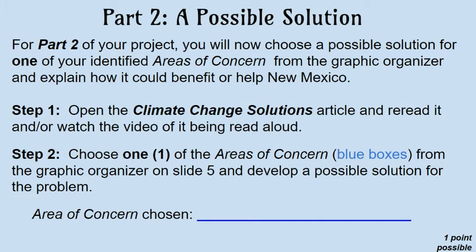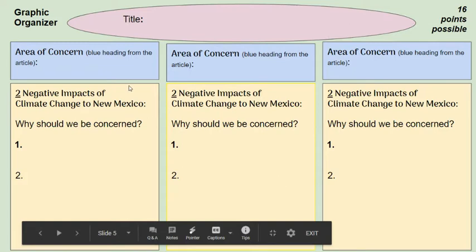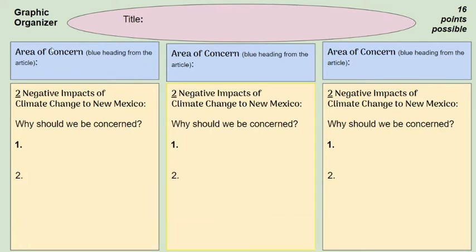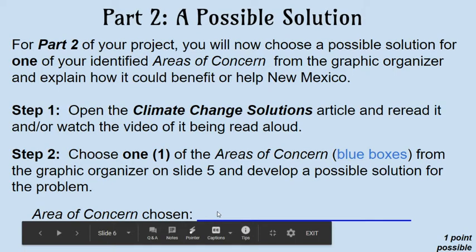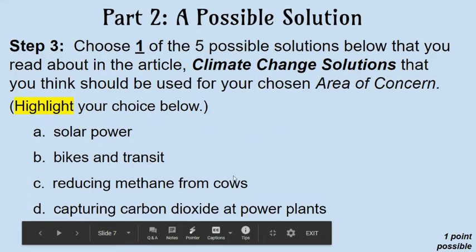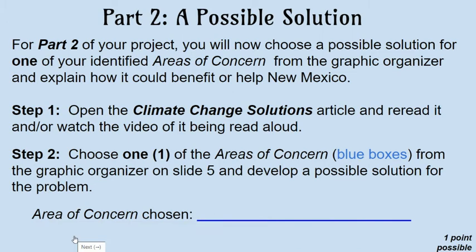Step 2 is you're going to choose one of the areas of concern from the blue boxes from the graphic organizer on slide 5 and develop a possible solution for the problem. So for step 2, you're going to come back here and you're going to choose one of your answers of what you put in the blue boxes. Maybe mine was still extreme heat here. Maybe I decide I'm going to do extreme heat. So I would type in my answer here, extreme heat. I'm going to choose one of those blue boxes, and I'm going to write the area of concern that I choose here. You're pulling it from the graphic organizer, okay?